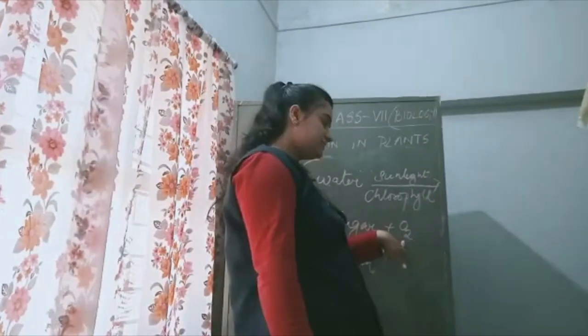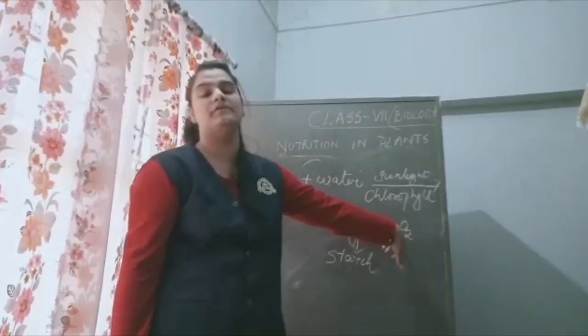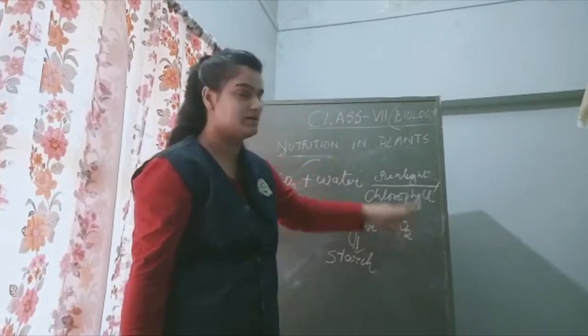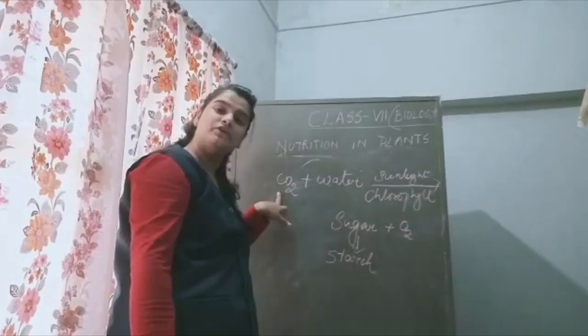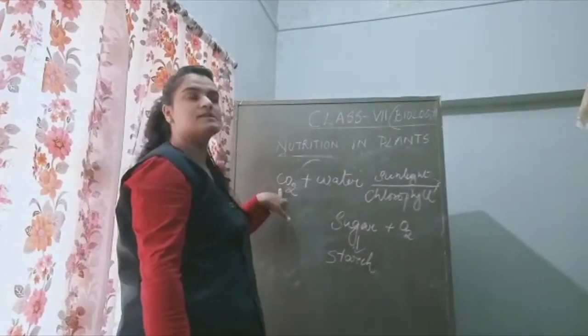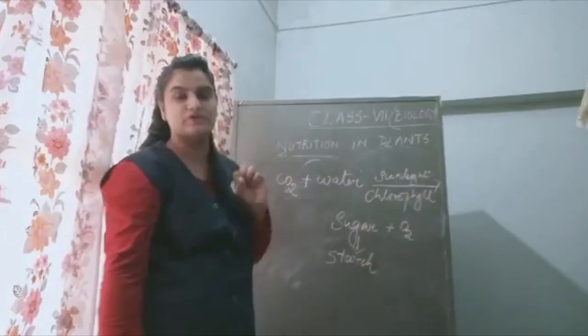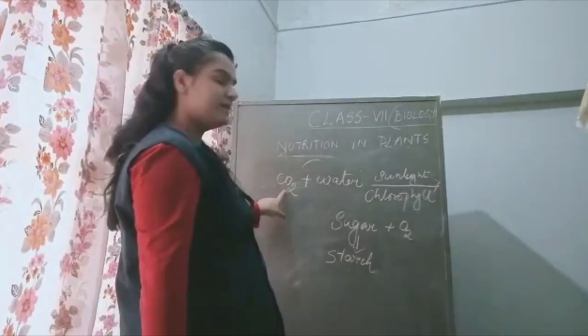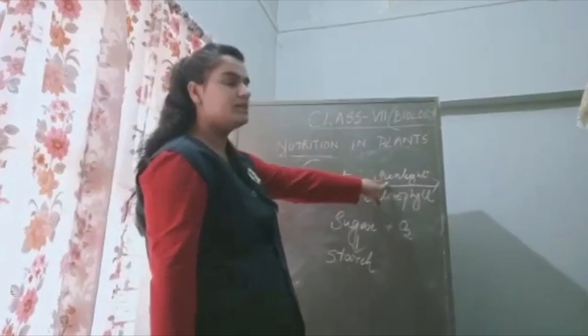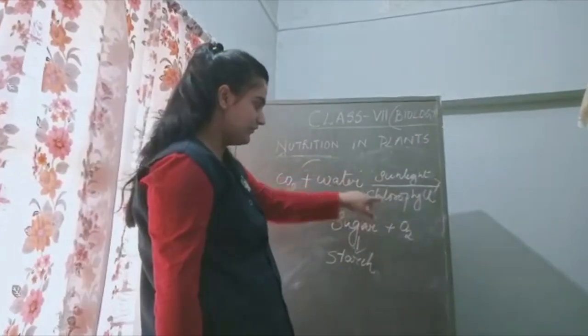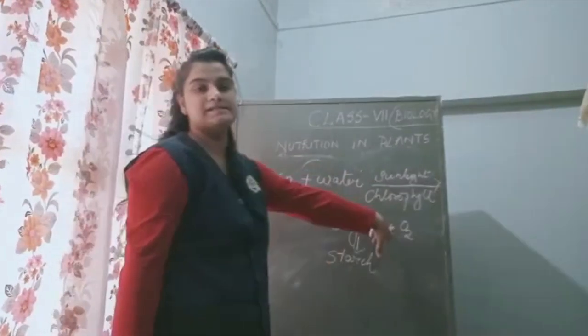And this oxygen is utilized by living organisms and animals. And the gas which is utilized during photosynthesis is carbon dioxide. So the equation of photosynthesis is carbon dioxide plus water in the presence of sunlight and chlorophyll gives us sugar plus oxygen.